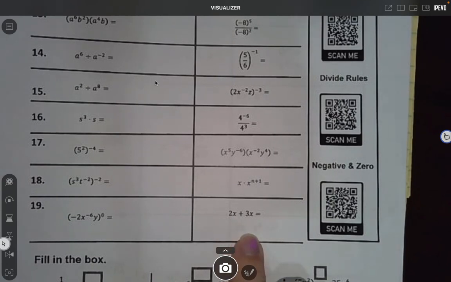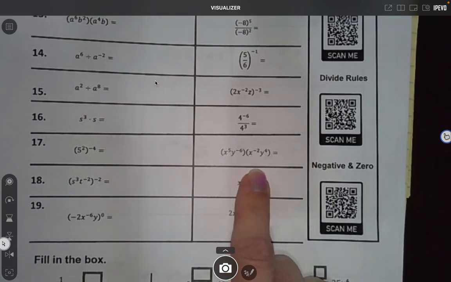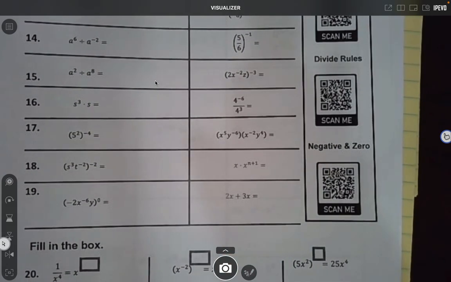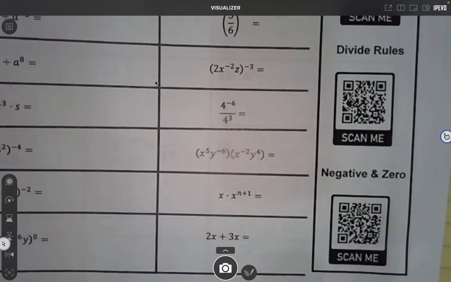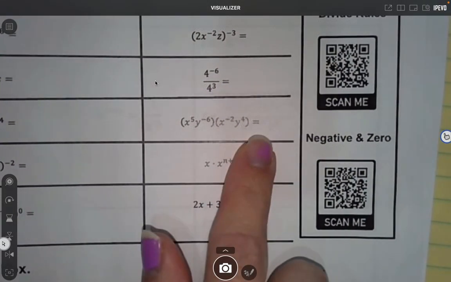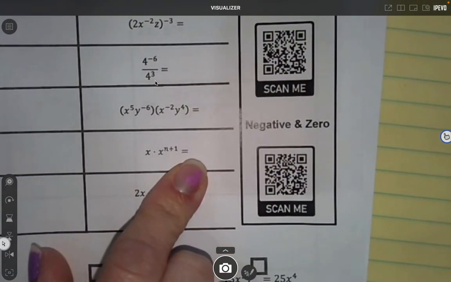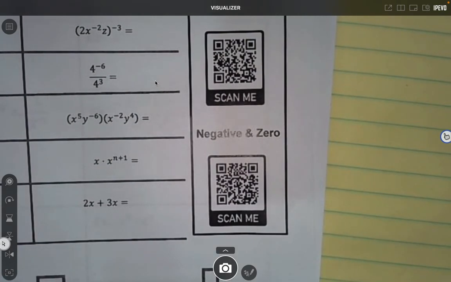Do 18, 17B. 17b. Okay. What's 18? And 18b. I'll do both. 17b and 18b. These are the ones I'll do right now. Y'all remember I'm recording for everybody that's not here.